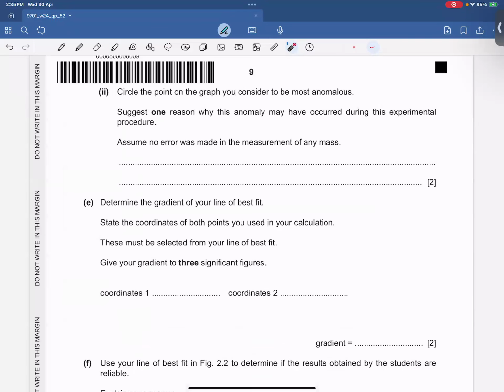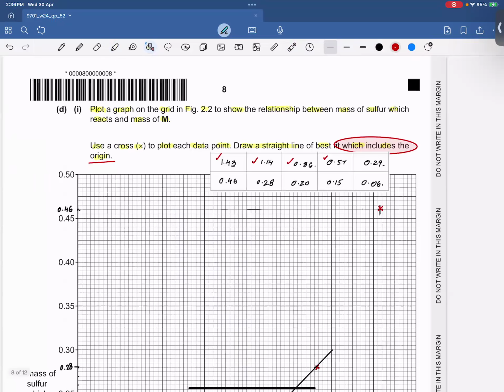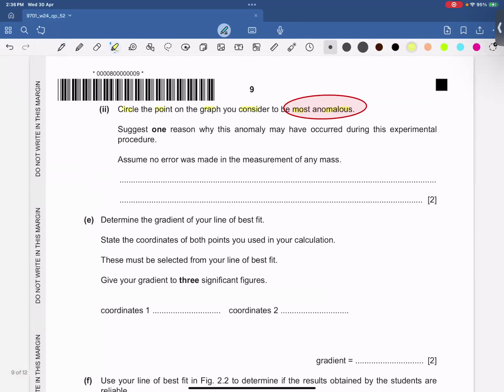Circle on the graph the point you consider to be the most anomalous. The most anomalous point is going to be this one. Okay. Assume no error was made in the measurement. Suggest one reason why this anomaly may have occurred during this experiment.